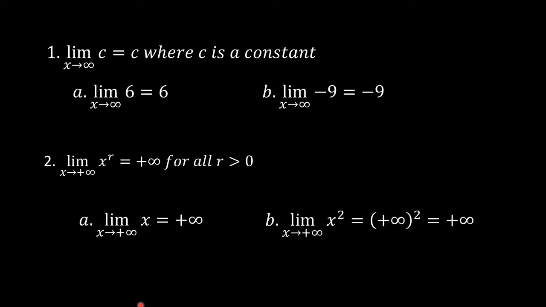Example letter B, the limit of x squared as x approaches positive infinity is equal to (positive infinity) squared, which is equal to positive infinity. In this example, the exponent of x is 2.